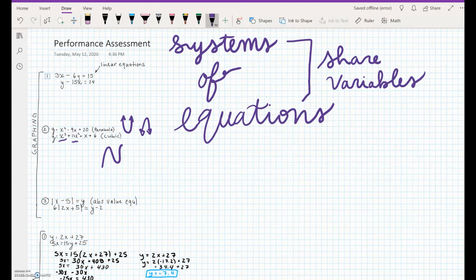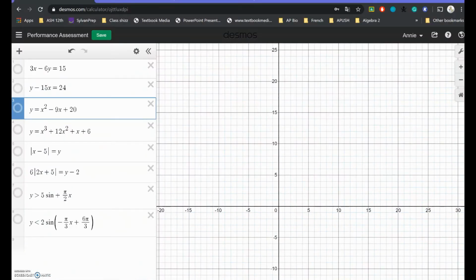Something also to note with these systems of equations is you may have more than one point where they are intersecting, which I believe happens with this next example. So let's go to it and find out. So I'm going to click on both of these.